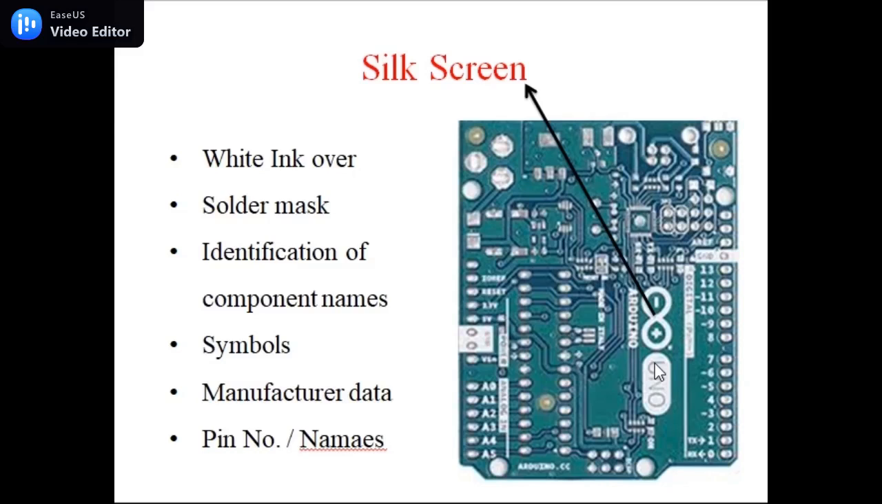But in a manufactured PCB, to get a proper idea of where to mount components, there is a silk screen printed. Silk screen gives an outline around the components. It is purely for identification purposes, and it also prints symbols as well as names of the components. For example, the name of the PCB board is printed here, that is UNO. This is the UNO board, so they printed UNO. Manufacturer's data like pin numbers, names, logo, like this PCB contains the UNO logo.